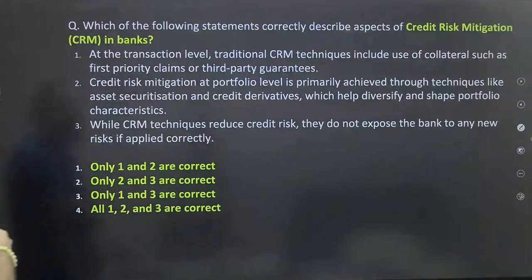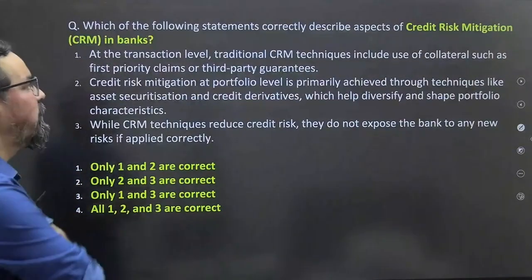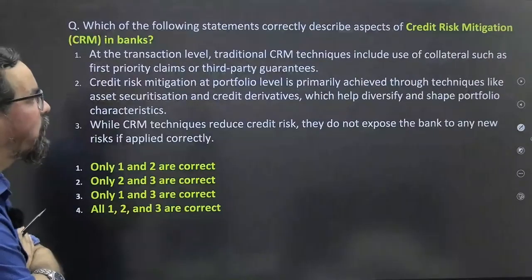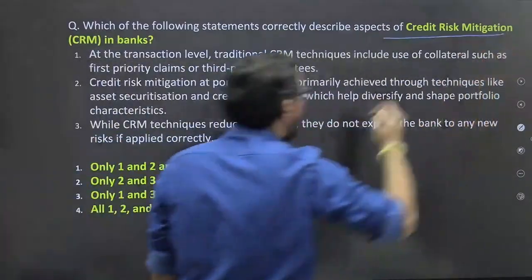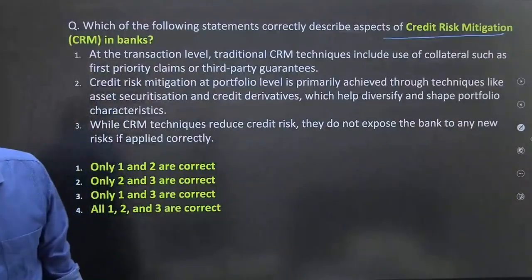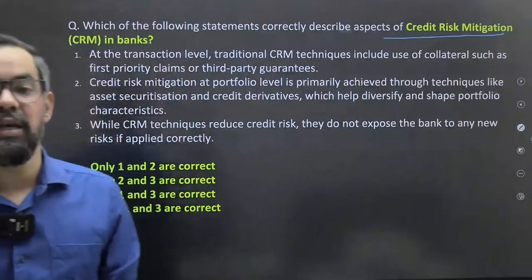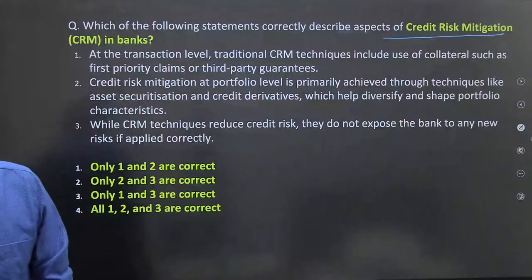Next one. Which of the following statement correctly describe aspect of credit risk mitigation in bank? Credit risk mitigation aspect in banks. So what are the credit risk mitigation aspect in banks? What will be the answer?